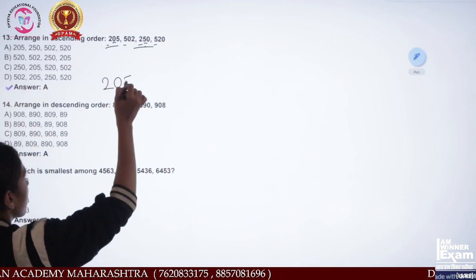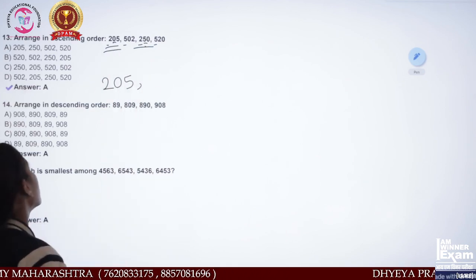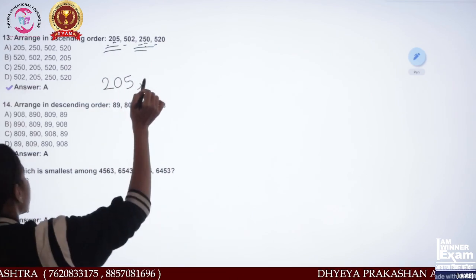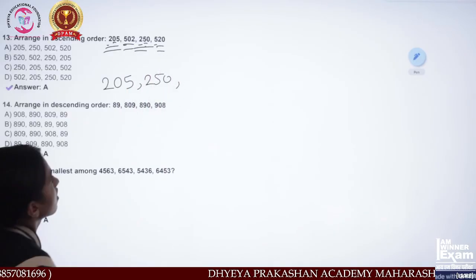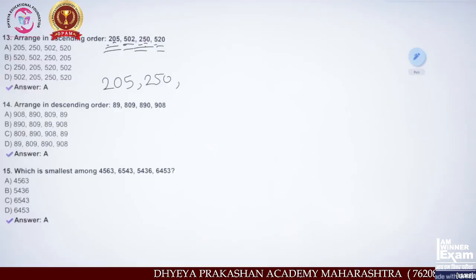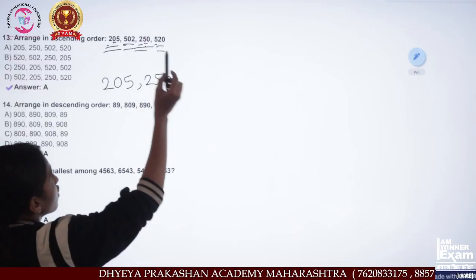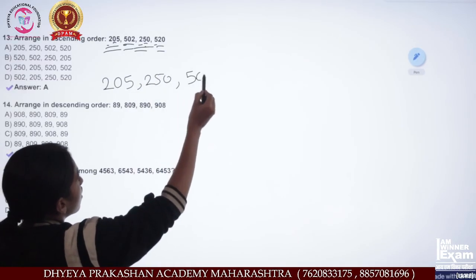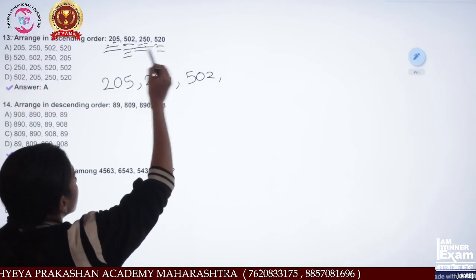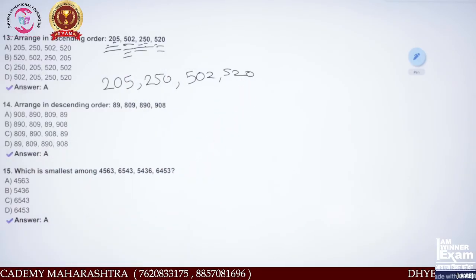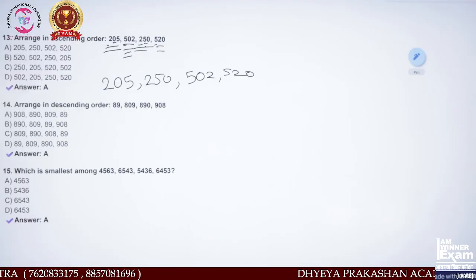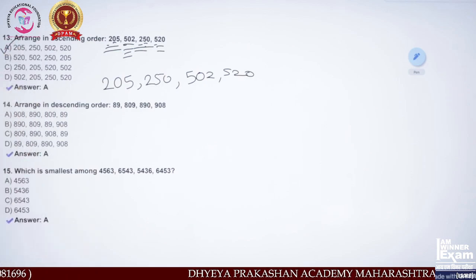Write this number. After that, we will write this number. Again, we compare these two. Both first digits are the same. Move on to the next digit, 0 and 2. Which number is smallest? 0. Write 500 and write this number. This is our answer. Which option matches this answer? Option A matches this answer.